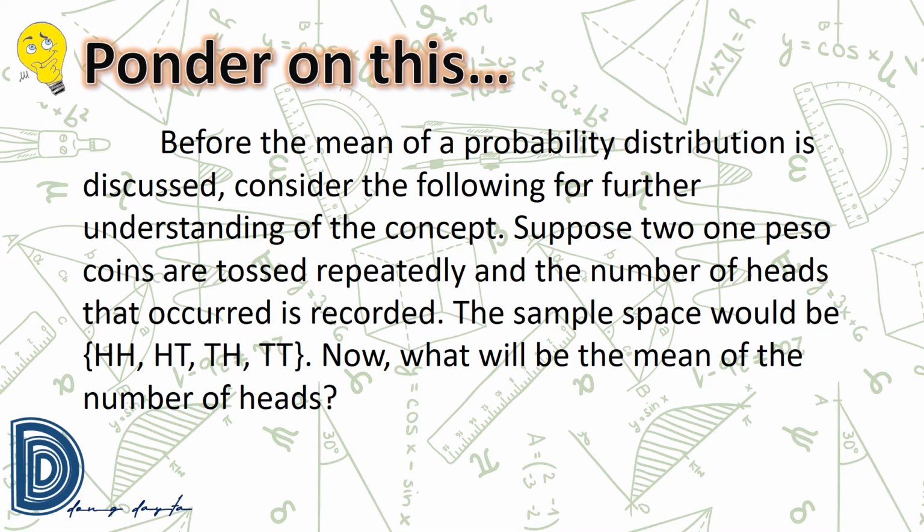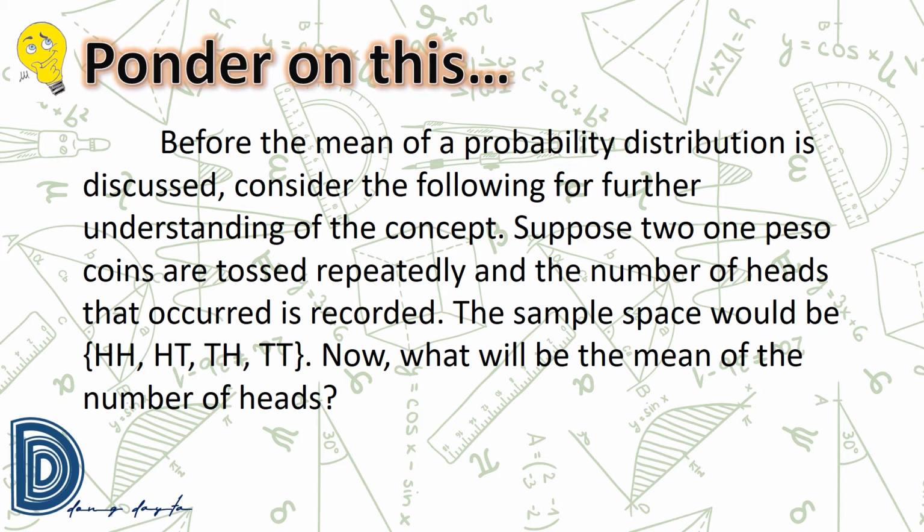Before the mean of probability distribution is discussed, consider the following for further understanding of the concept. Suppose 2 1-peso coins are tossed repeatedly and the number of heads that occurred is recorded. The sample space would be the set with elements head-head, head-tail, tail-head, tail-tail.